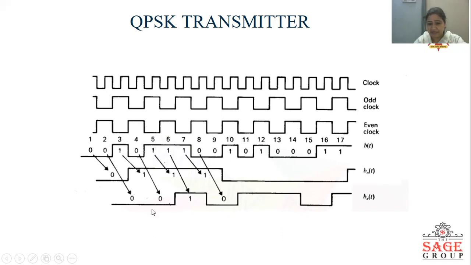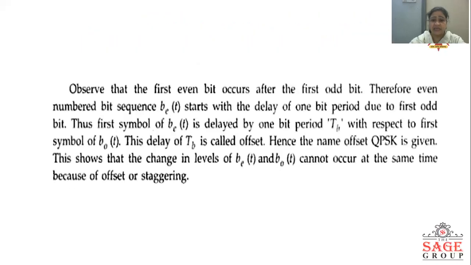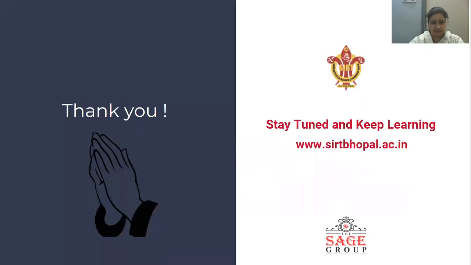Again, if BET changes its bit here, BOT will change its bit after TB duration. So BET and BOT will never change their bit at the same time. There is always an offset of TB between BET and BOT. So this QPSK system is known as offset QPSK because here there is an offset between BET and BOT when they are changing their levels. This is all for today's lecture. Thank you.